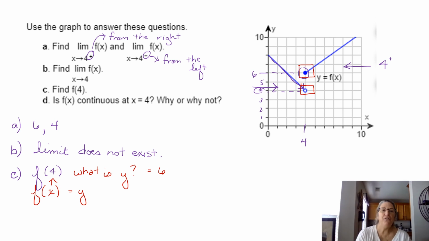And then to answer D, is f of x continuous at x equals 4? Well, we saw looking at the limits that it's not. We see by just physically looking at the picture that it's not. So the answer to D is no. And it will be a multiple choice question. But in my mind, the way that I remember it's not continuous is that it jumps.